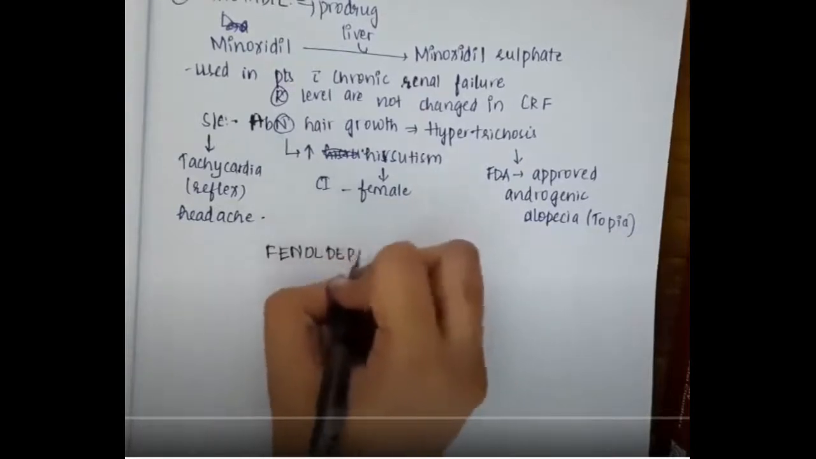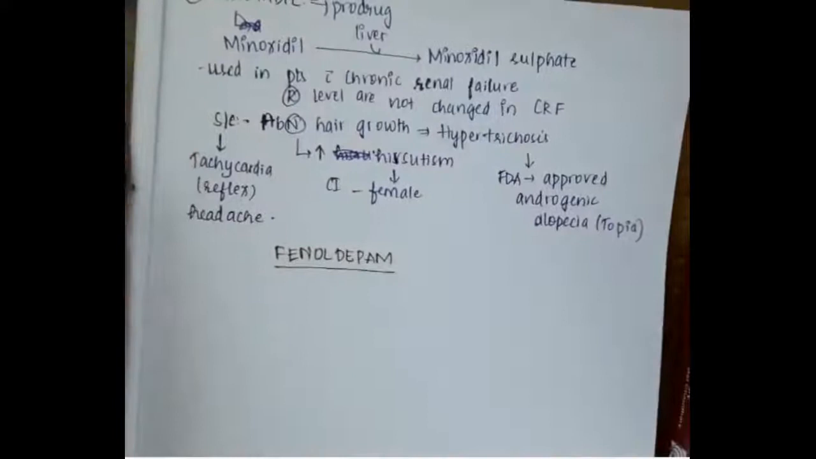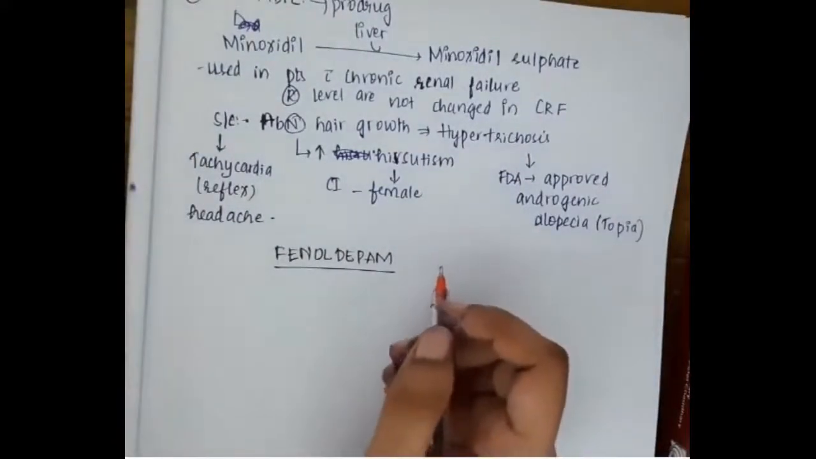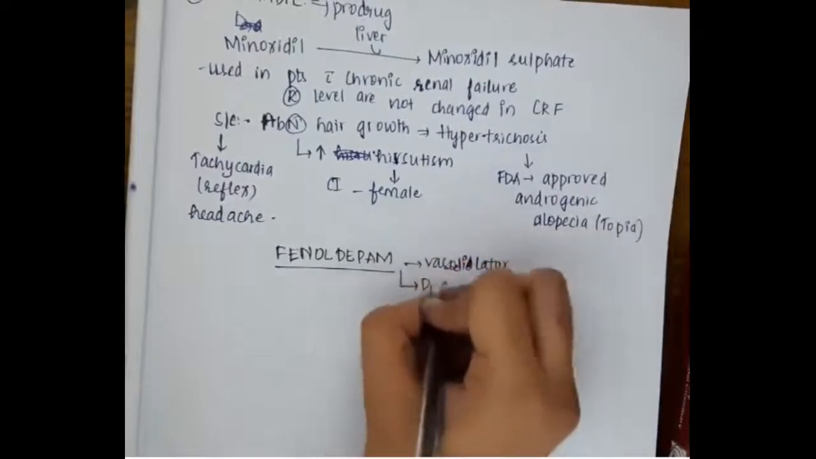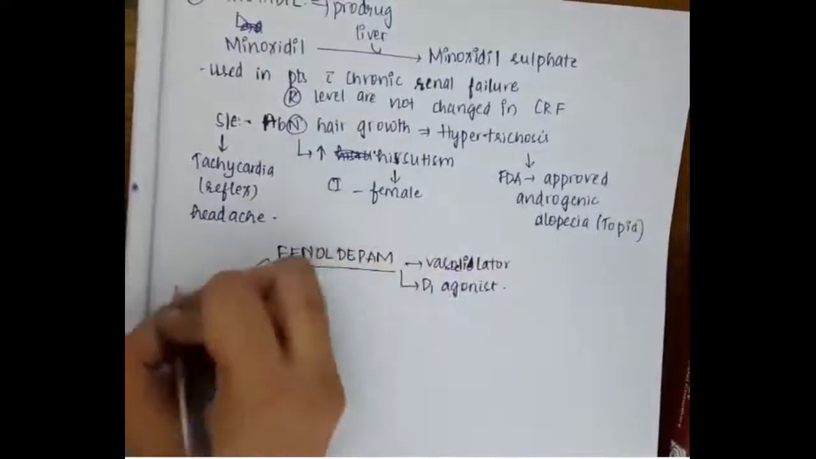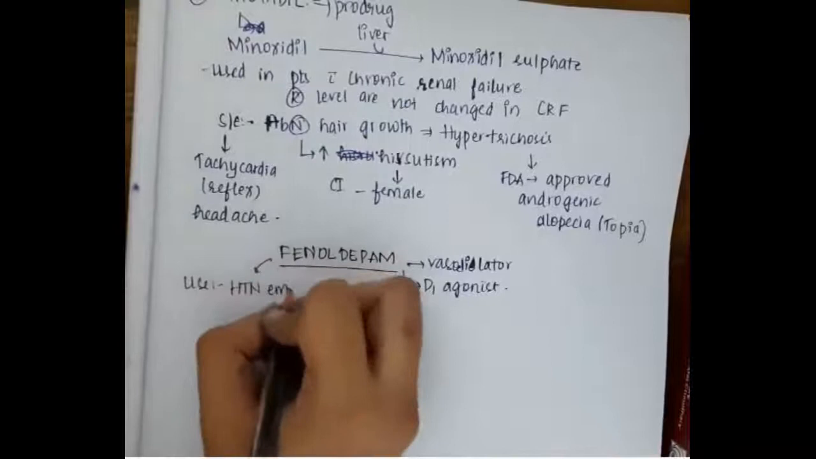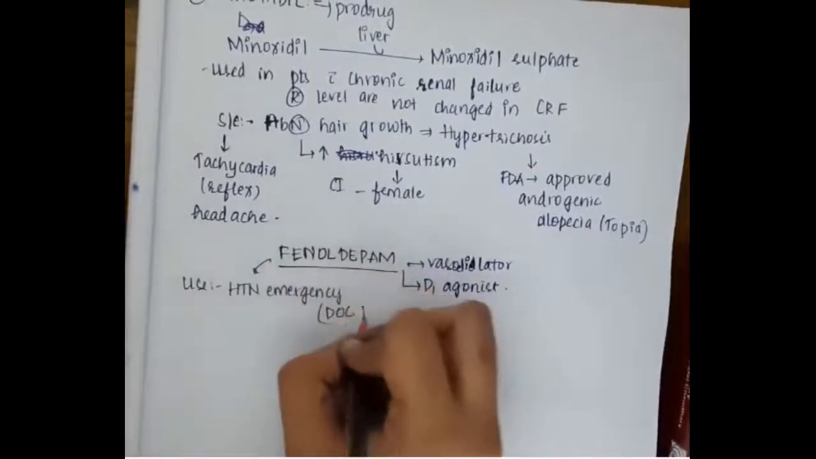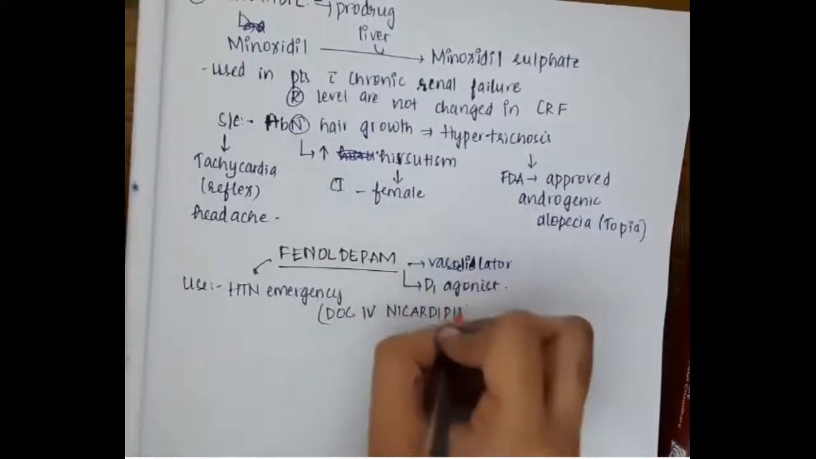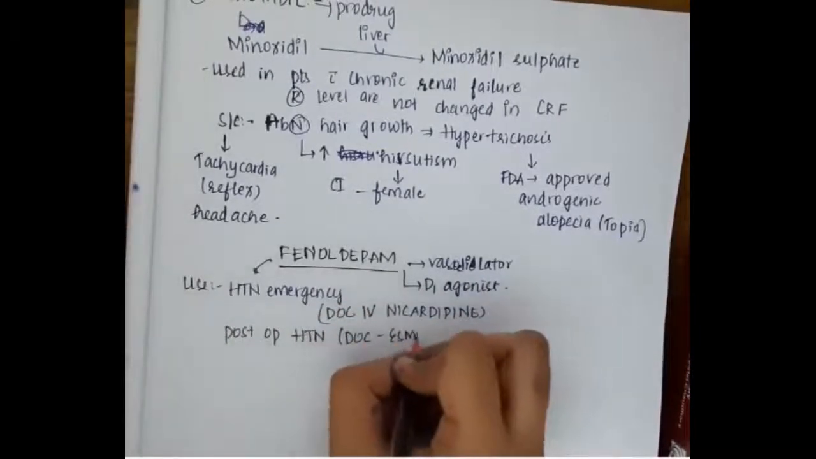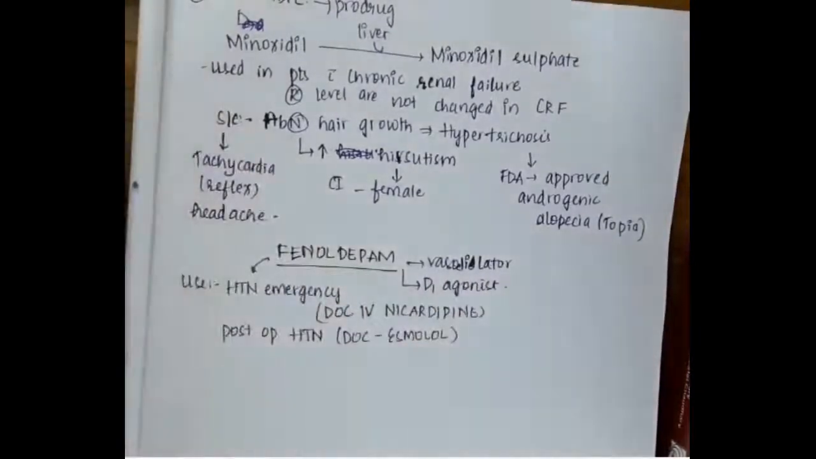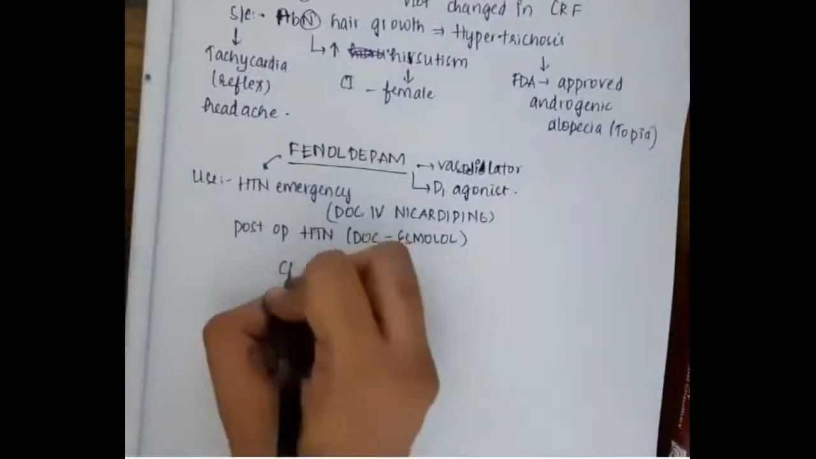Then the next important drug is fenoldopam. Fenoldopam is a vasodilator and a D1 agonist. It is used in hypertensive emergency. The drug of choice in hypertensive emergency is IV nicardipine. It is also used in post-operative hypertension. The drug of choice in post-operative hypertension is esmolol.